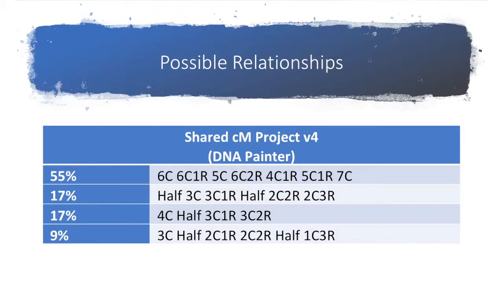So we go to the Shared Centimorgan Project, which is a fantastic website. I absolutely recommend it. You can put in the number of centimorgans that you share with a relative, and it spits out some relationship probabilities. So you can see what the most likely relationship is between you and this person. And this is so important. When I talked earlier about understanding what certain amounts of centimorgans meant, this is what I was talking about. You want to know this.